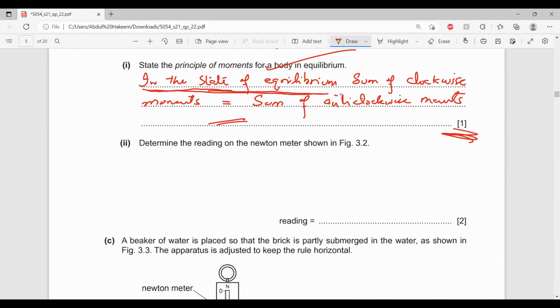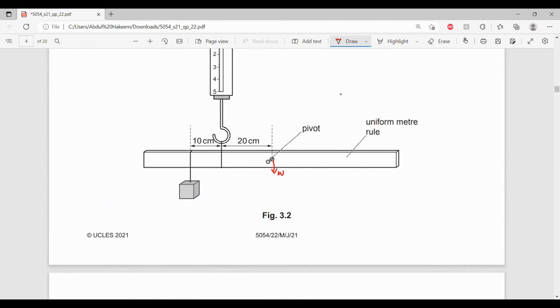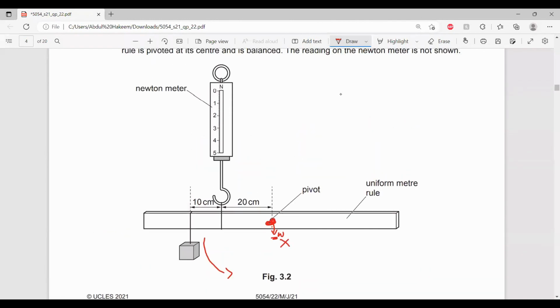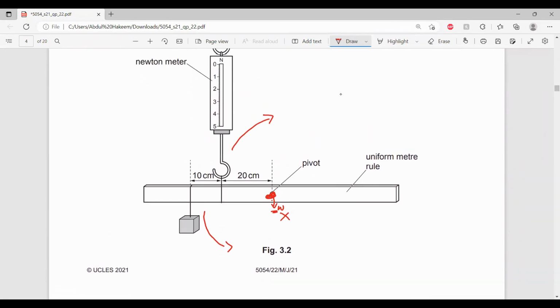And the next, determine the reading on the Newton meter. So look at this. It is pivoted here. Weight is acting at the pivot. So weight has no turning effect. The force which is exerted at the pivot, which passes through the pivot, has no torque. So the weight of the rod is exerted at the pivot. It has no torque. So this hanging mass is trying to rotate anti-clockwise about this pivot. And this Newton meter is exerting force in this direction for the clockwise moment. Look, it is at rest. So sum of clockwise moments is equal to sum of anti-clockwise moments.